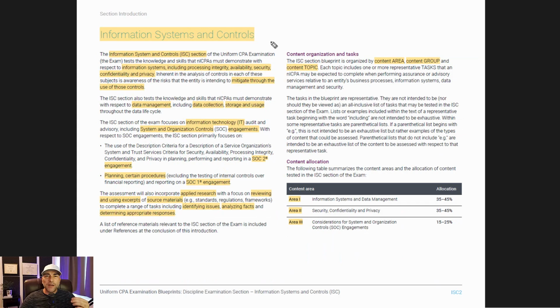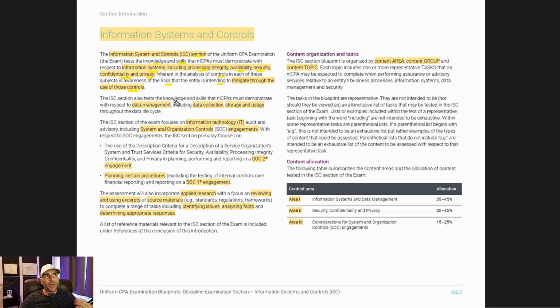So the ISC section of the CPA exam is the Information Systems and Controls section of the CPA exam, and this is going to test your knowledge and your skills that the CPA must demonstrate with respect to the information systems, including the processing integrity, availability, security, and confidentiality and privacy of information within the IT system. So inherent in this and in the analysis of controls in each of these subjects is the awareness of the risks that the entity is intending to mitigate through the use of those controls.